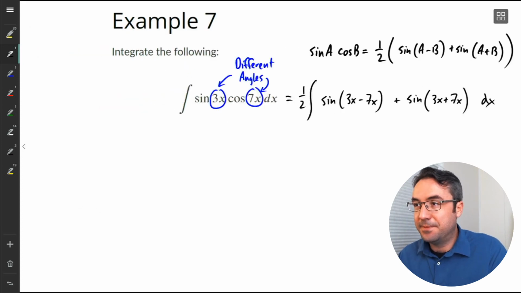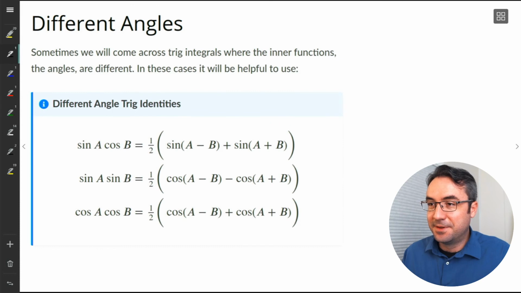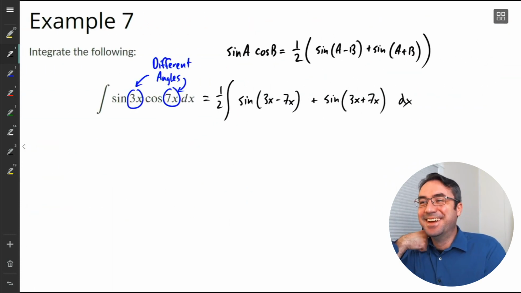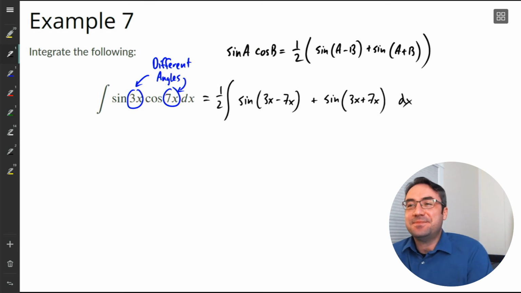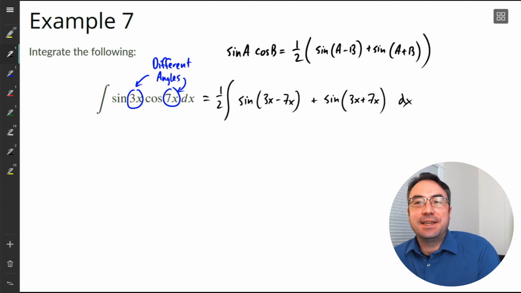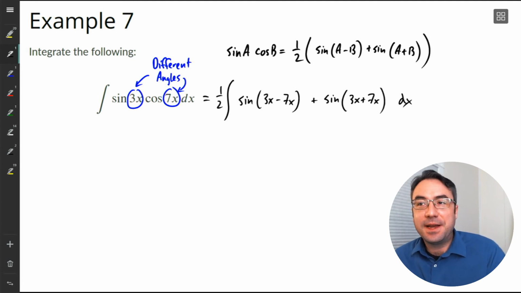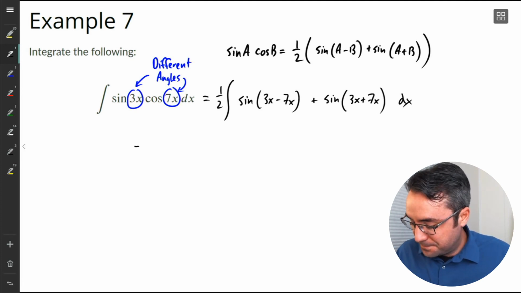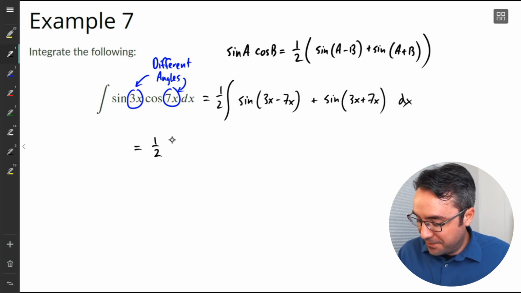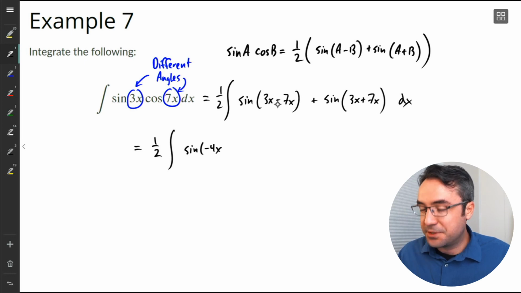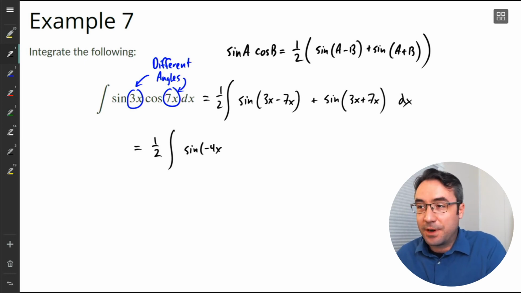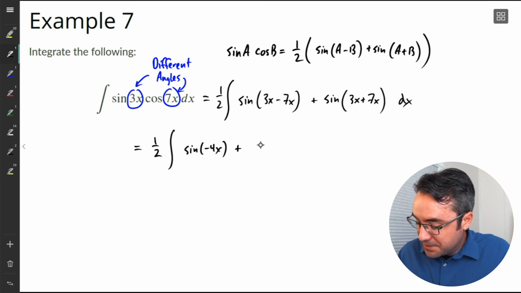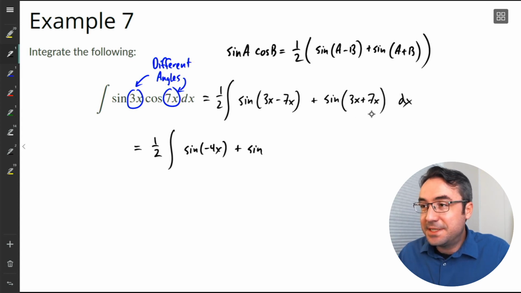You know what? I don't trust myself. Yeah, okay. We're good. All right, so there we go. We've applied this trig identity. Let's simplify now. So we have 1/2 sine of negative 4x, since 3x minus 7x is minus 4x, plus sine of 10x.